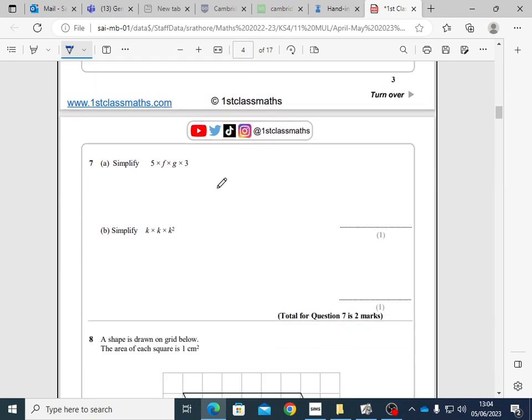So this is very simple. Just multiply the numbers first. 3 times 5 is 15. Now you should have it in alphabetical order. F, G, just put it like that. That's it. Systematic way of writing things down. Job done. There should be no multiplication signs between them.